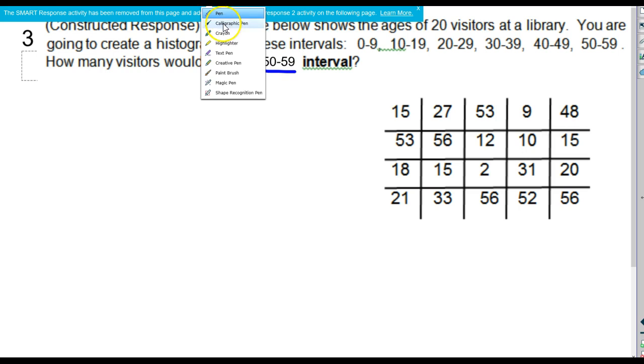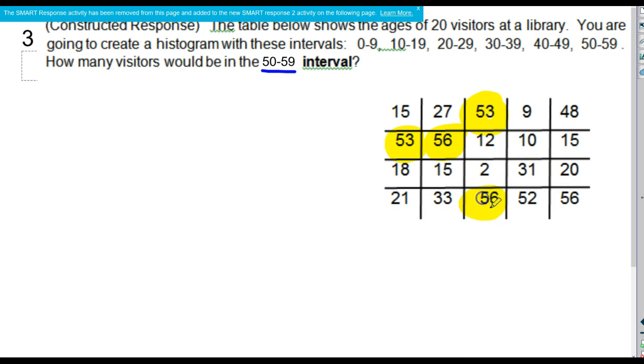So here's where I'm going to switch up to my highlighter just so we can still see the numbers. You might even just circle the numbers. I'm looking for all the numbers between 50 and 59. So I'm going to consider each option very closely and only circle the ones that are between 50 and 59. So I have 53, I have 53, I have 56. I have a lot of 5s in there trying to throw me off, but I won't be fooled by a 15. 56, 52, and 56.